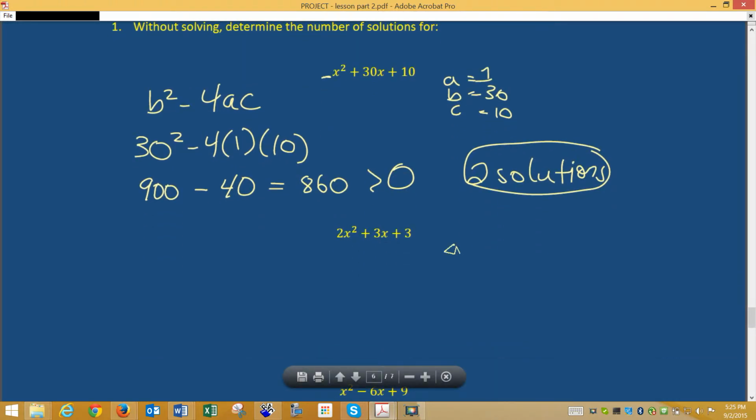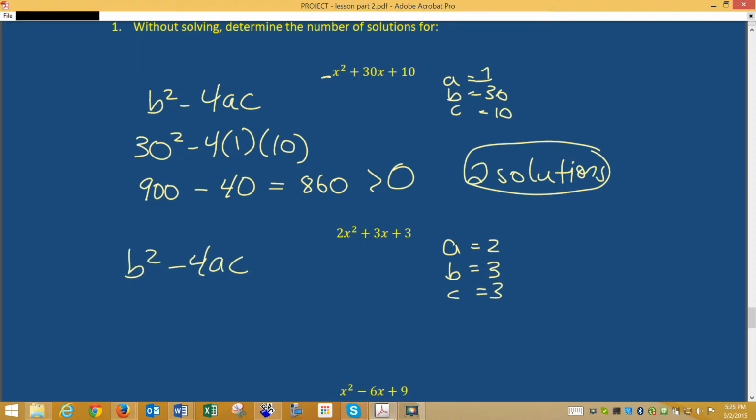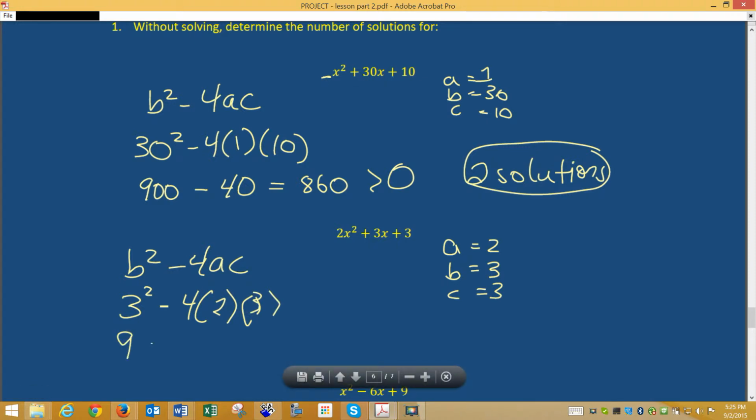The next question, we have a equals 2, b equals 3, c equals 3. We write out our discriminant, and we substitute for a, b, and c. So we have 9 minus 4 times 2 is 8 times 3 is 24. 9 minus 24 equals negative 15, which is less than 0. And we can't have a negative in that square root, so there are 0 solutions.